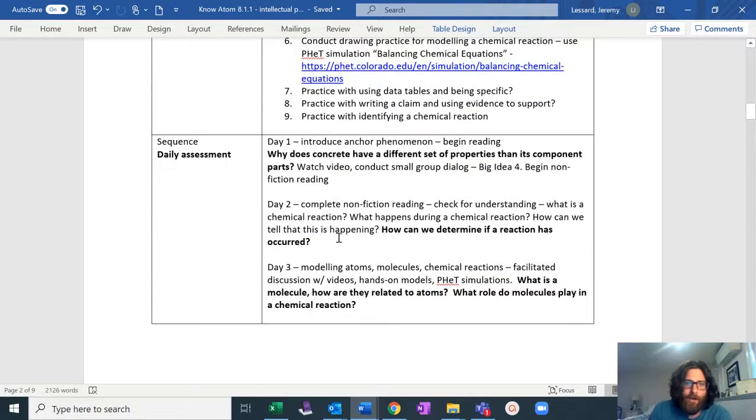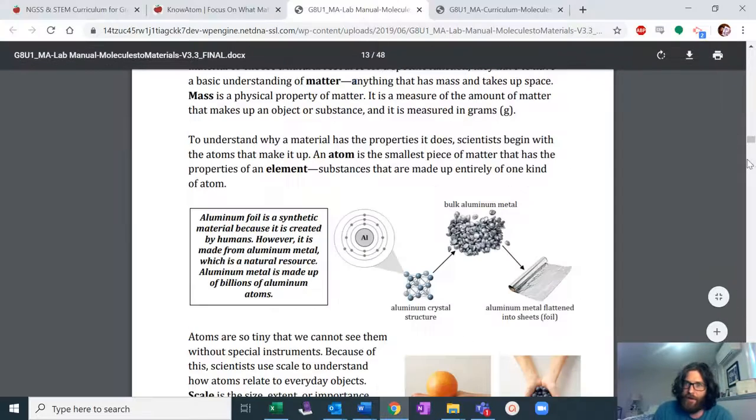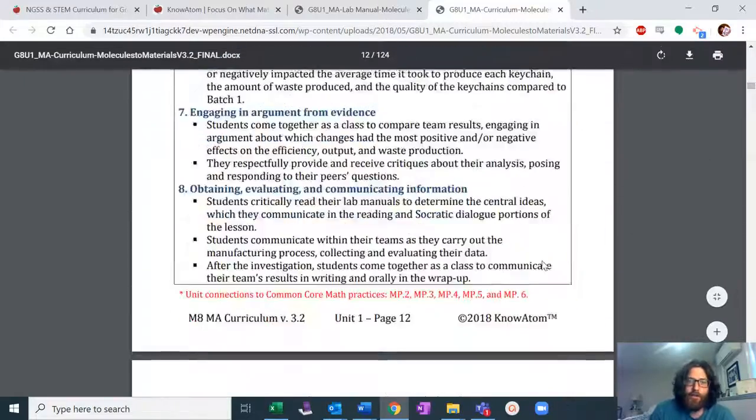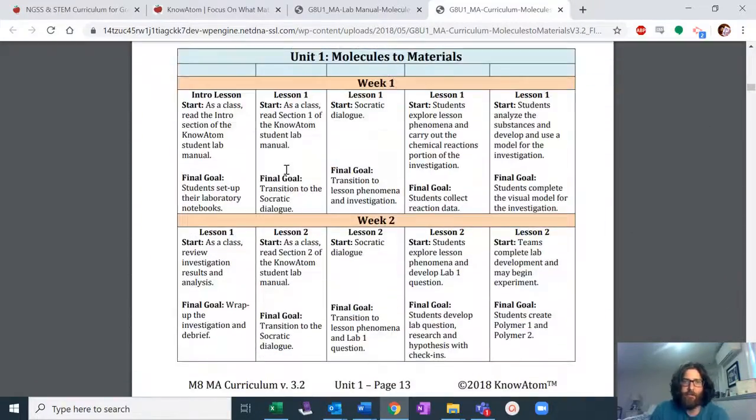Okay. Now, to sequence my unit, right? This is going to be a couple of days. It's not going to be one day. And so where do I get that? Well, this is where you scroll back up to the pacing guide. Okay, well, the pacing guide says that I have 1 day to read the lab manual. I have 1 day to do Socratic dialogue. I have 1 day to start the investigation, 1 day to complete and do the model for the investigation, and then 1 day as a class to go through the investigation.